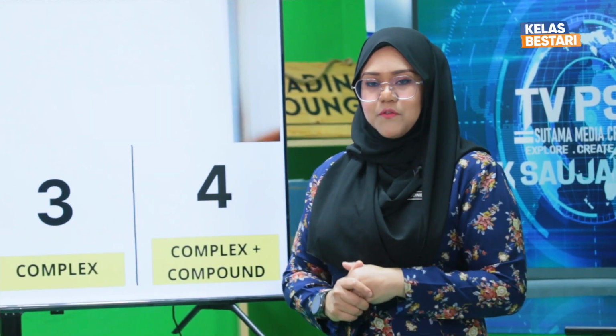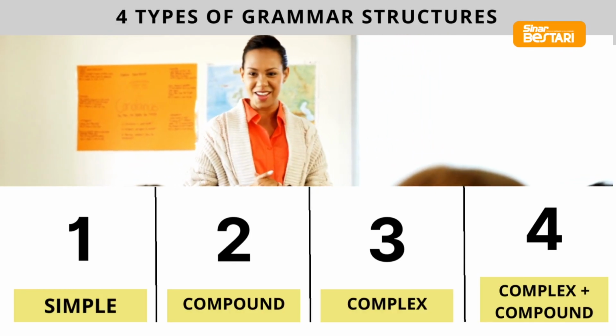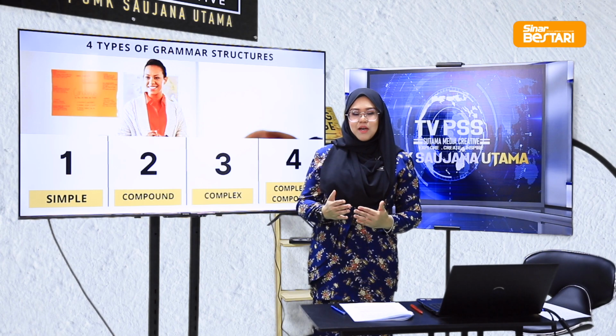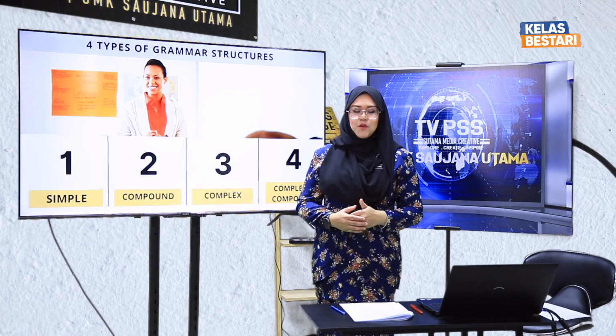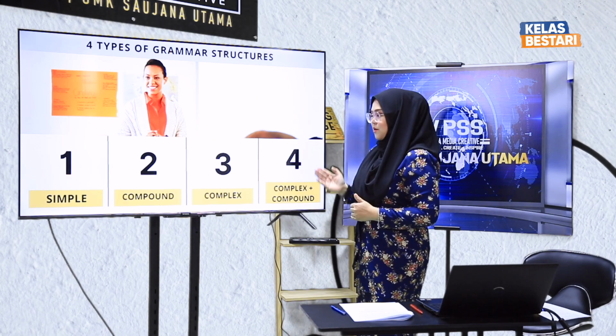So again, there are four types of grammar structures, which is simple, compound, complex, and all together is the complex and compound. To sum up, there are few grammar structures that every student must know. For example, simple, compound, complex, and complex compound. Knowing these basic grammar structures will help you to write your sentences correctly.